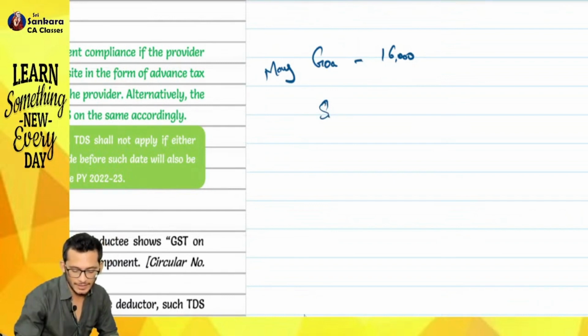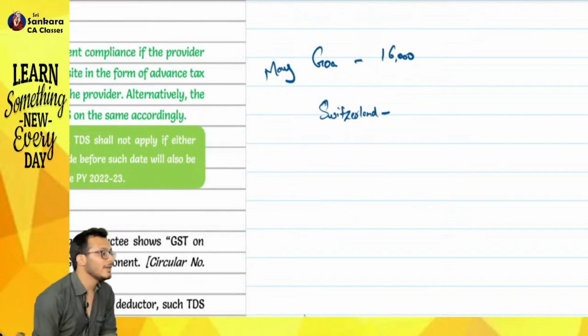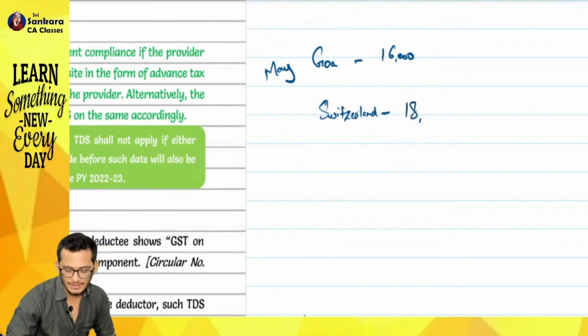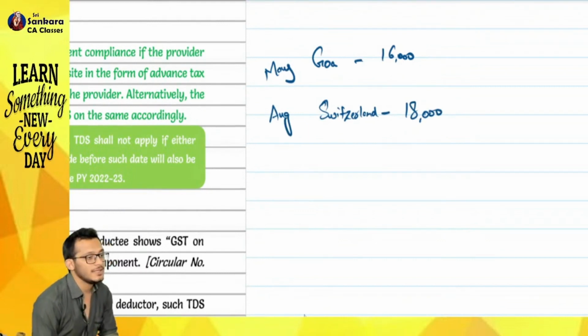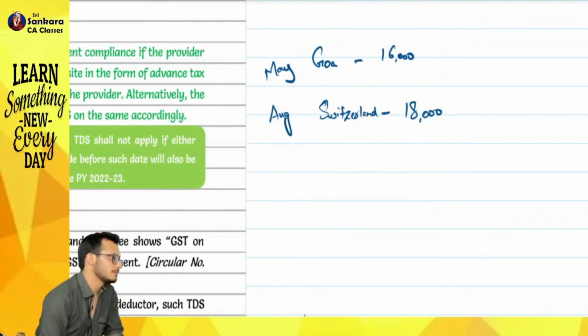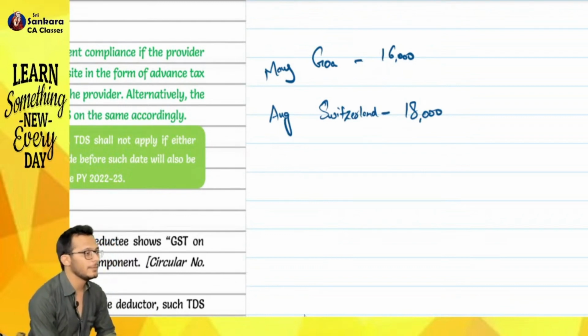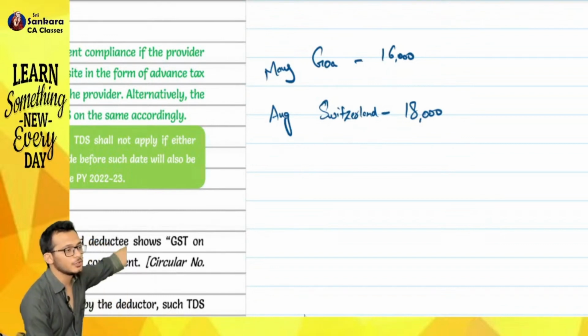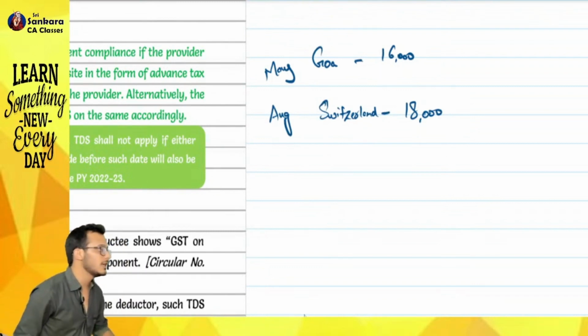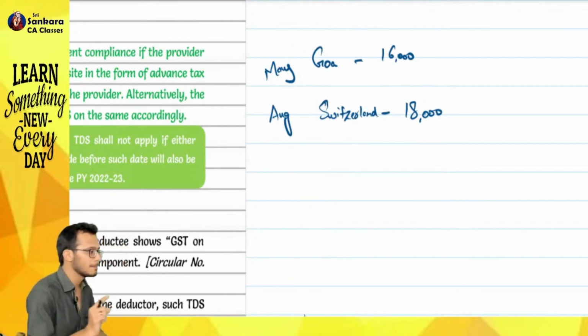I gave you another Switzerland ticket. How nice I am, no? The amount is 18,000 rupees. I gave it in August. TDS applicable or not applicable? Applicable. Please understand, people, the TDS will not apply before 1st July. But for the purpose of checking your threshold limit, you will check from 1st April, because 20,000 is per annum. In this case, on what amount will TDS be applicable?